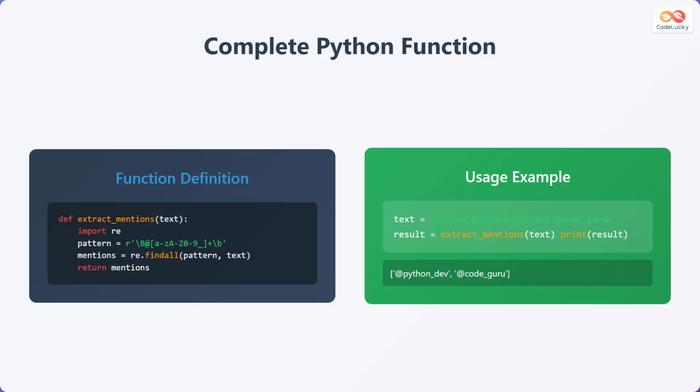Finally, return the mentions. Now let's look at an example usage. If the text is "follow @Python_dev and @code_guru", the function will extract the mentions, resulting in a list containing @Python_dev and @code_guru.